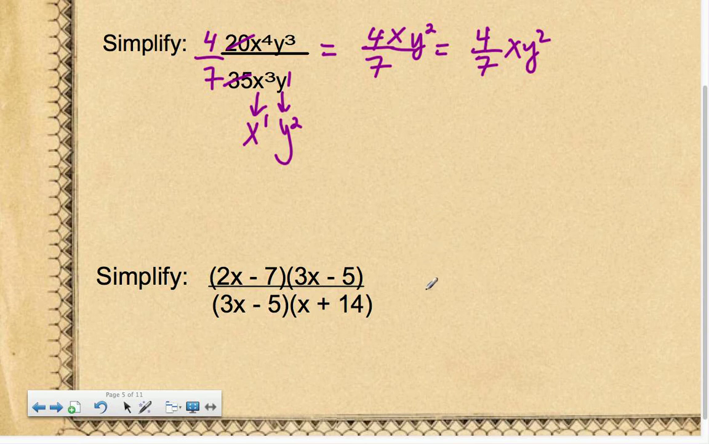Alright, so for this one here, same thing, we have some factors. It's already factored for us, and we can cancel out factors. Alright, so if you notice they have the same factors here, we can cancel out the 3x minus 5. Now can we factor these down any farther? 2x minus 7 and x plus 14. Can't factor anything out, so our final answer is going to be 2x minus 7 over x plus 14.